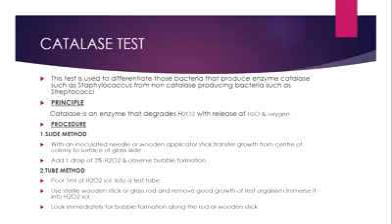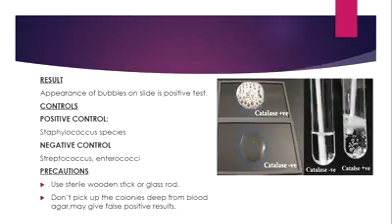Then for the tube method, we are going to pour 1 ml of hydrogen peroxide solution into a test tube, and then we are going to use a sterile wooden stick or glass rod and remove a good growth of test organism and then immerse it into the solution. And then we are going to look for any bubble formation along the rod or the wooden stick.